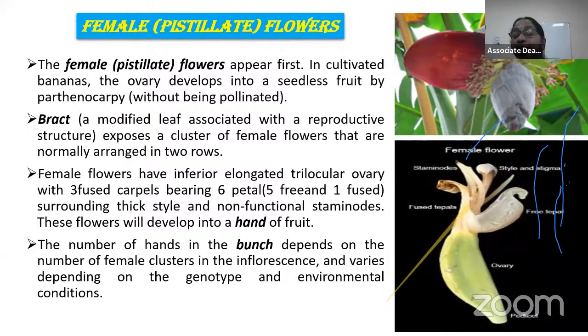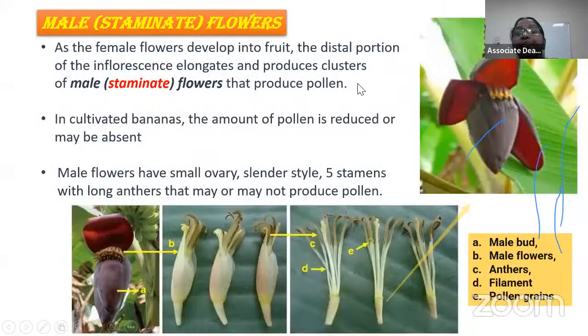Here you can also see the close view of the female flower, and the style and stigma, and also the fused tepals and the free tepal. These are the fused ones, and these are the staminodes, and this is the ovary part having the pedicel. And the staminate flowers are sterile in nature, and the female flowers develop into the fruits.